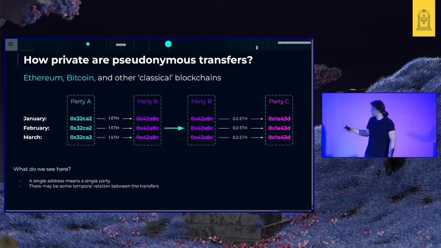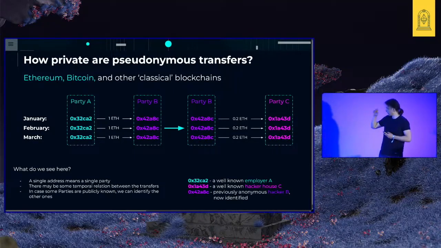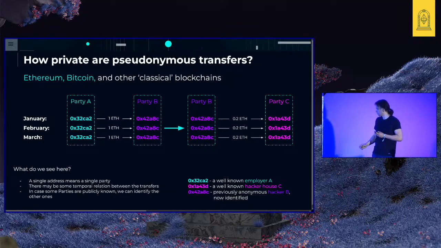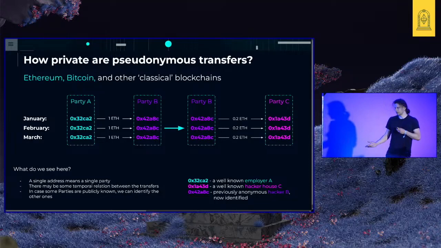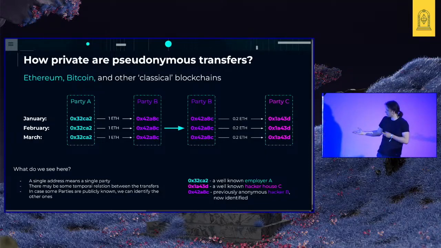Let's say that party B is us. Let's say we wanted to remain anonymous, but we send these 3 transfers. And let's say that party A is a well-known employer, and party C is a well-known hacker house. So, of course, this is a toy scenario, but this pattern already allows to identify us to a high extent.